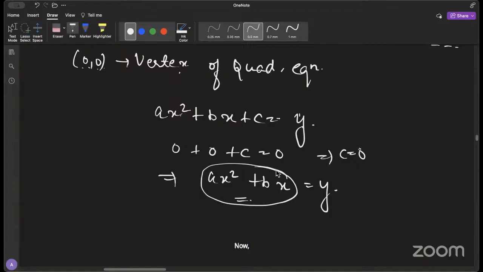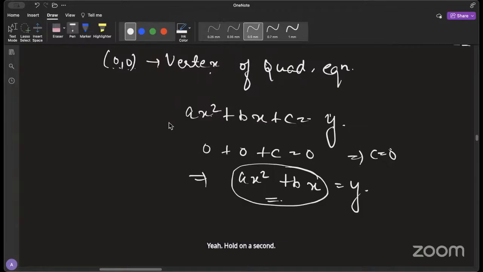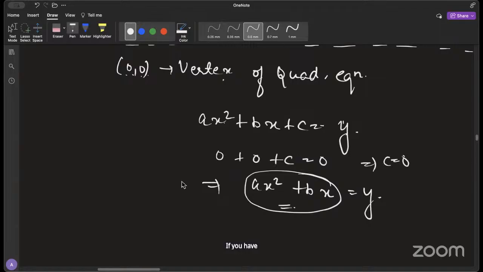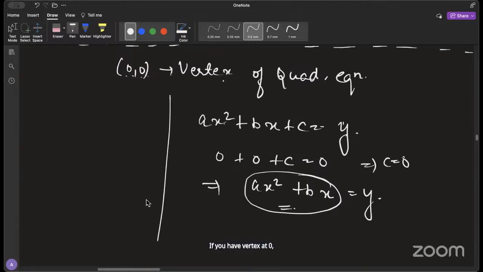Ma'am, does that mean k is equal to a? Yeah, hold on a second. If you have vertex at 0, 0, your equation looks like this: y is equal to kx squared. And you can have an x here too, but if you have an x here, then you have kx.